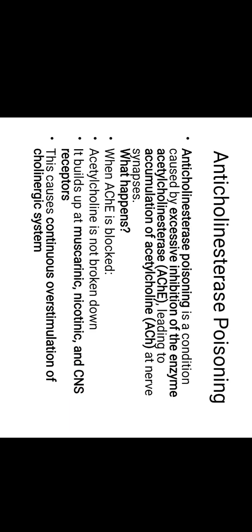And what is anticholinergic poisoning? Anticholinergic poisoning is a condition caused by excess inhibition of the enzyme acetylcholinesterase, leading to accumulation of acetylcholine at nerve synapses. And what happens when acetylcholinesterase is blocked? Acetylcholine is not broken down; it builds up at muscarinic, nicotinic, and CNS receptors. This causes continuous overstimulation of the cholinergic system.